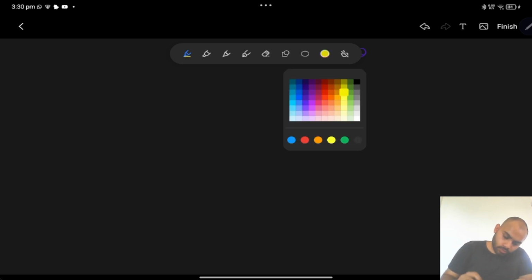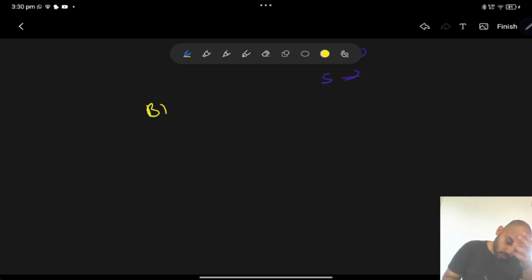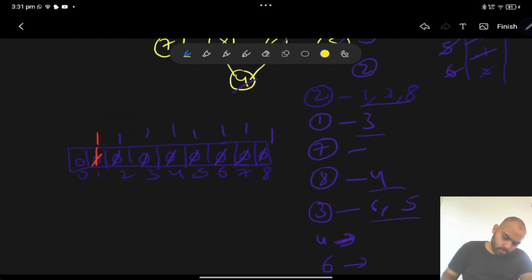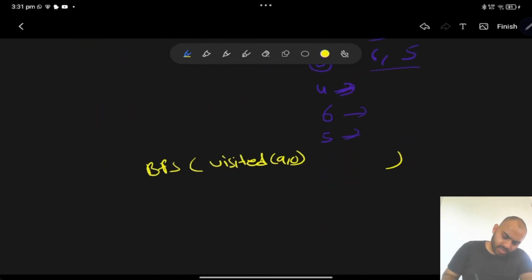As we already discussed, we will continue the traversal until our queue is empty. So first of all, let's suppose there is a BFS function. We'll take a visited array of size 9. Let's take it, for example, of size n plus 1, initialized with 0.